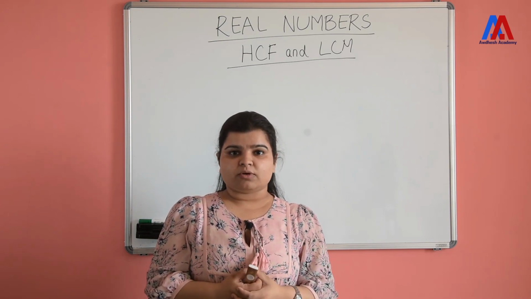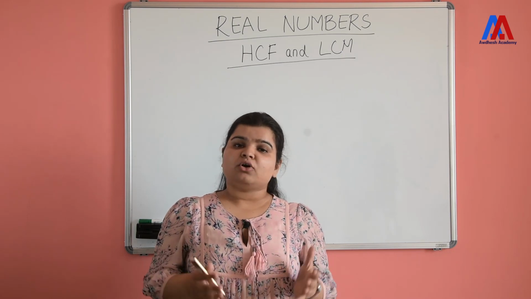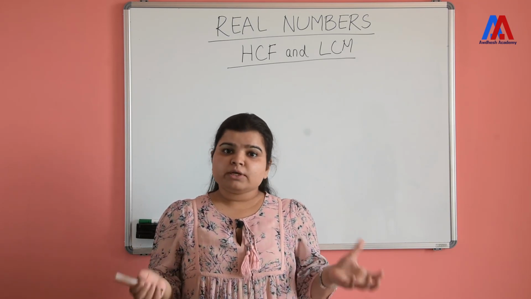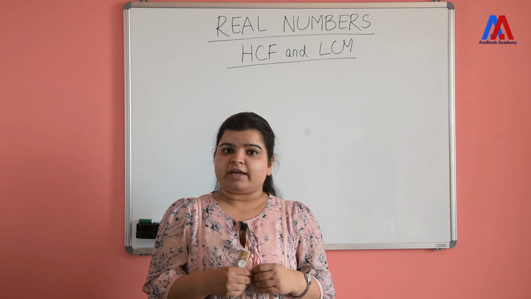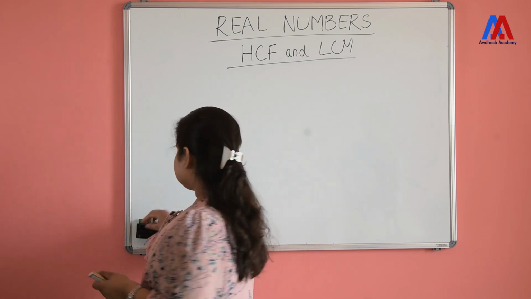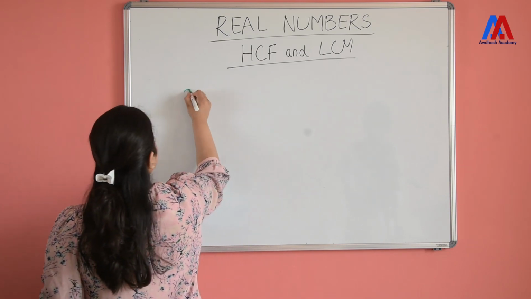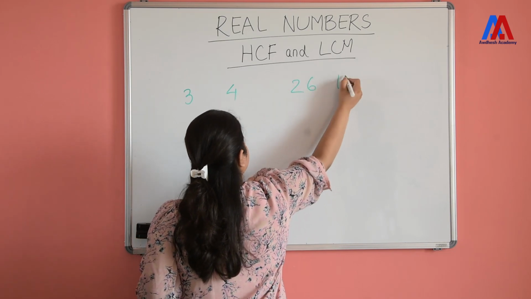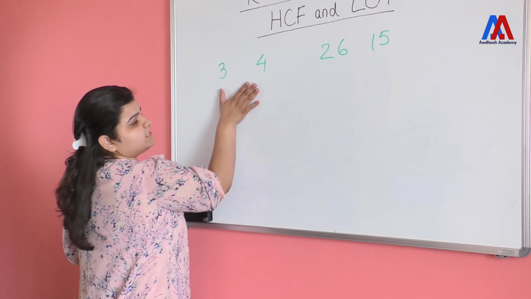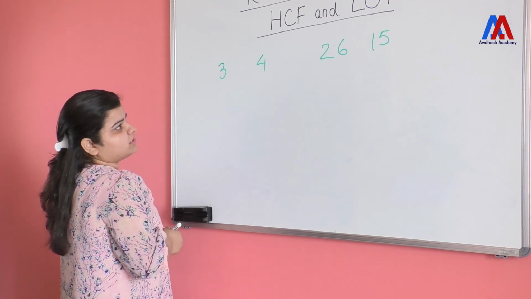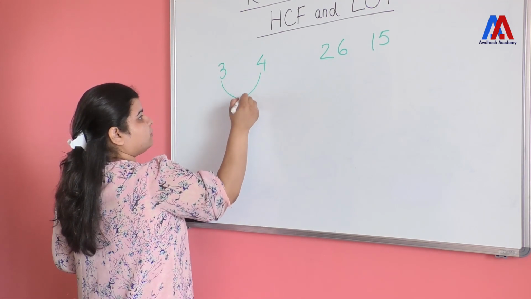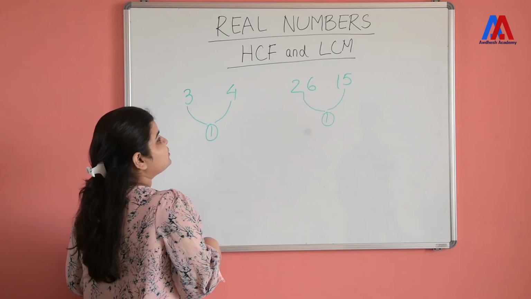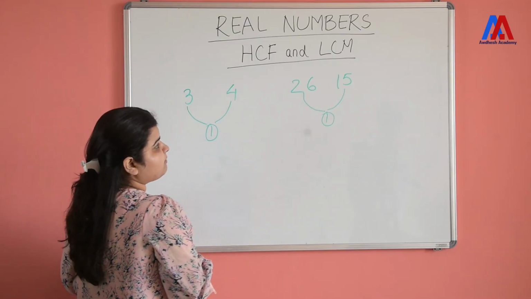The next topic is co-prime numbers. Two numbers are called co-prime when they are relatively prime. That means two numbers A and B will be called co-prime if they do not have any common factor apart from 1. Let's suppose 3 and 4, and let's take 26 and 15. Both these pairs are co-prime to each other, because between 3 and 4 the common factor is 1, and also between 26 and 15 the common factor is 1. You may have many such pairs of co-prime numbers.